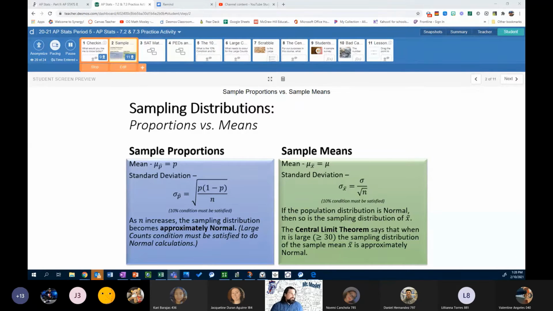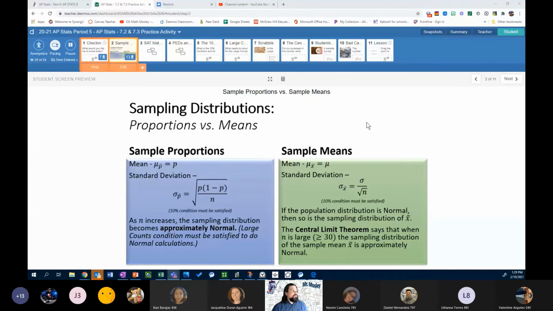Right? We can see the formulas and rules that go along with sample proportions and the formulas that go along with sample means. You will need these today. These will come in handy. So you'll want to maybe go back to this screen and refer back to these rules from time to time.